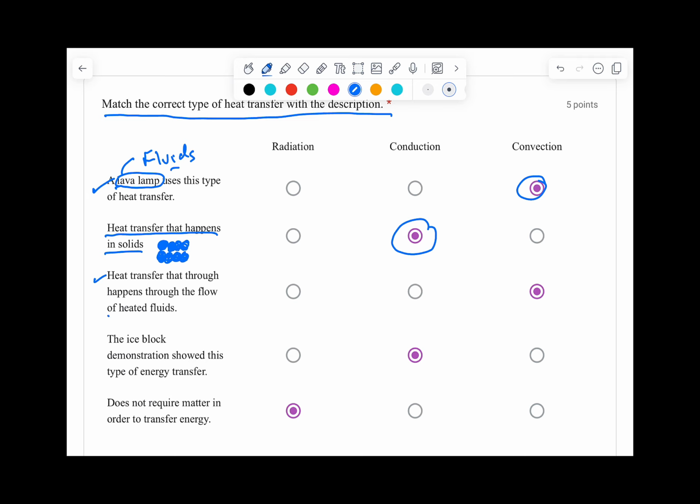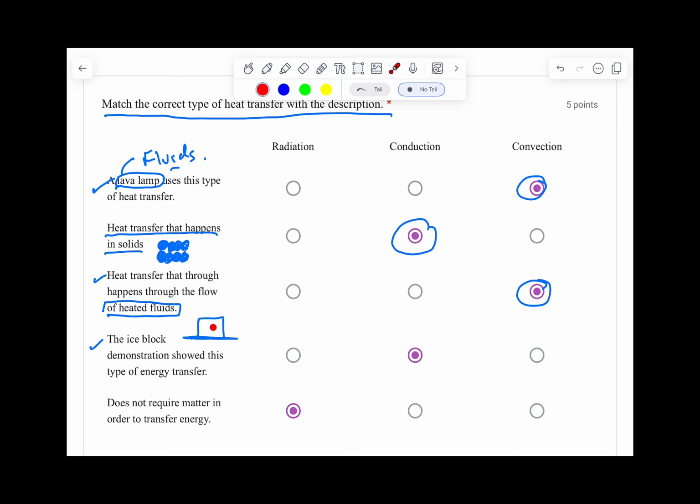Next up, this one right here, heat transfer that happens through the flow of heated fluids. Well, there's heated fluids again, just like we had up in this one. So as a result, this one is going to be convection again. So this next question, the ice block demonstration showed this type of energy transfer. Well, what we had when we did the ice block demonstration is we had a block, and then we had an ice cube on top of it, and then this ice cube right here started to melt, okay?